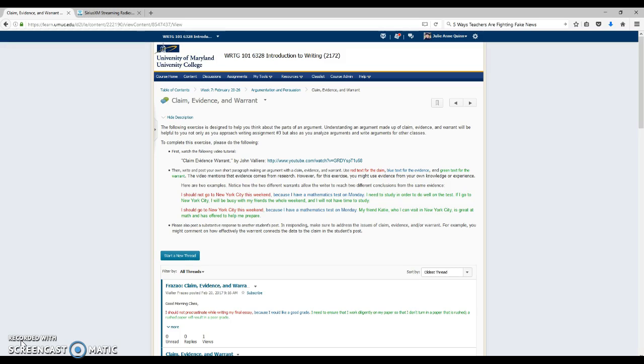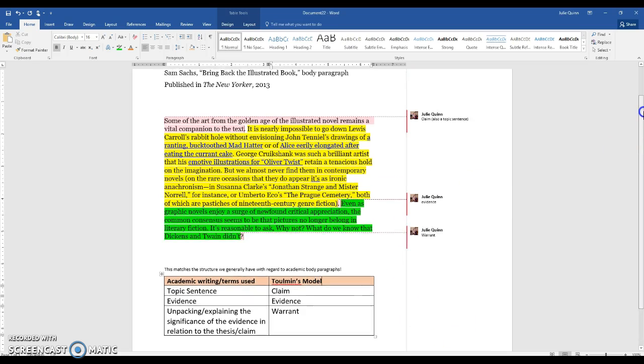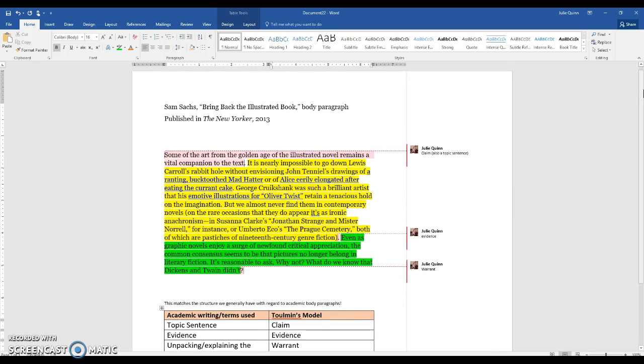Okay, and I want to show you how this works for your paper, and I'm going to give you an example of this. So let me find my example here. Okay, so I've pulled up an article, and I'll include the link to this fantastic text analysis by Sam Sachs. The article is called Bring Back the Illustrated Book. This is the second paragraph of the 3 or 4 page article. It's published in the New Yorker in 2013.